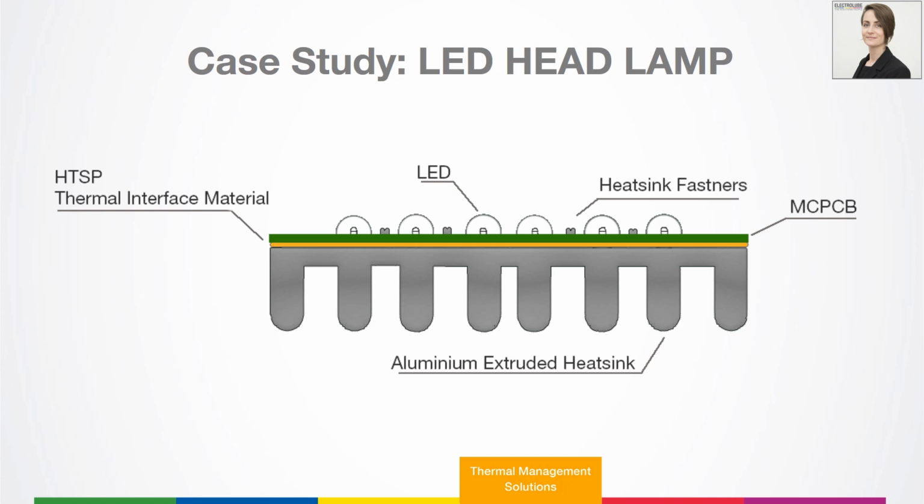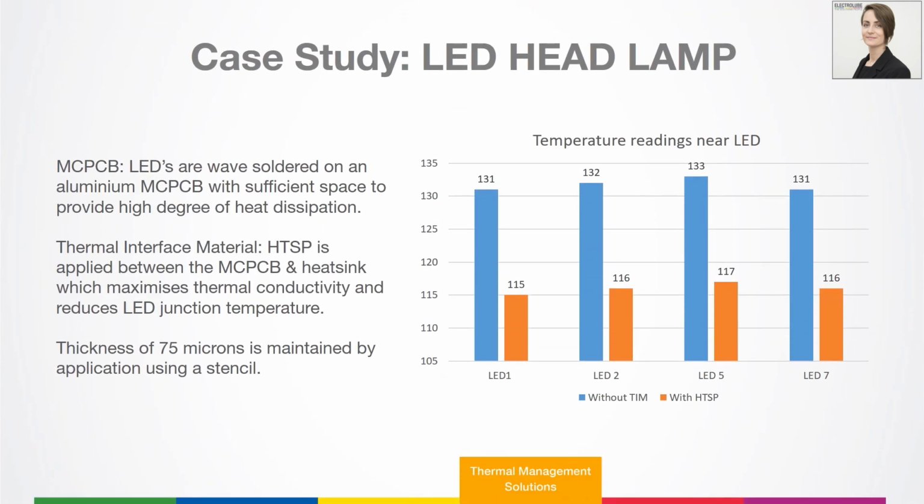You can see from this diagram that you have a heatsink, an MCPCB with LEDs on the top, and the HTSP thermal interface material is used between the two. Some results are shown here on the graph. This shows you the temperature readings near a few of the LEDs. So what you can see in all cases is that you're reducing that temperature by around about 15 degrees C. That's quite a big reduction in temperature, especially when there are many LEDs on the board.